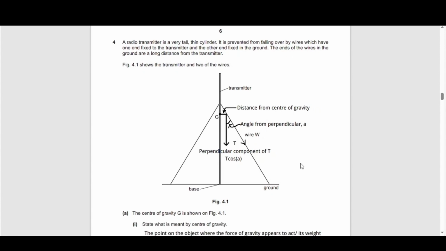We've got a right angle triangle here. That's the hypotenuse. We know the hypotenuse, we don't know the adjacent side, but we know the angle. If we use SOHCAHTOA, CAH is cosine equals adjacent over hypotenuse. So we know the hypotenuse and we know the angle, so we can calculate its cosine. And if we rearrange for the adjacent, we'd be able to get the perpendicular component of T, which would then be T cos A.